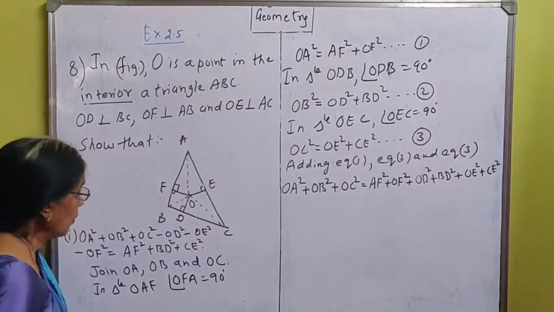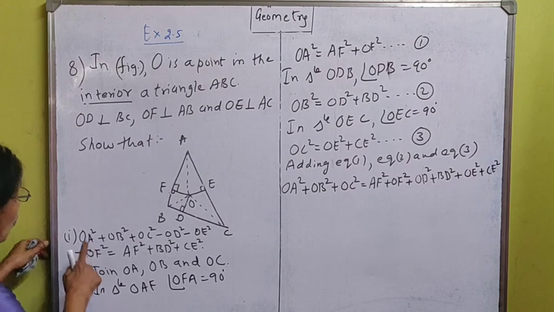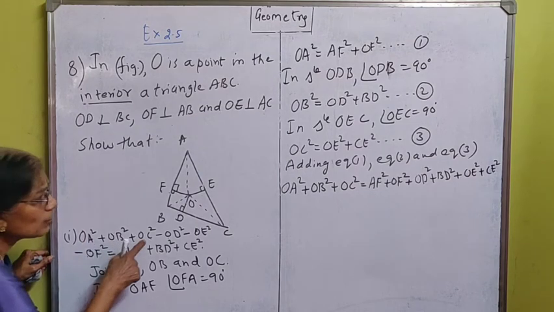So we got it. Now what does it tell us to prove? OA square plus OB square plus OC square.